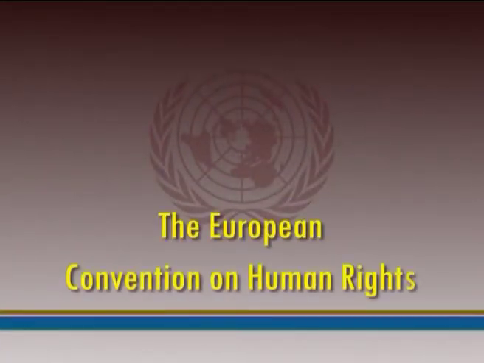The European Convention on Human Rights. The ECHR came into force in September 1953 and represents the minimum human rights protection a state party must guarantee to its citizens. Rights under the Convention can be absolute, derogable or qualified.